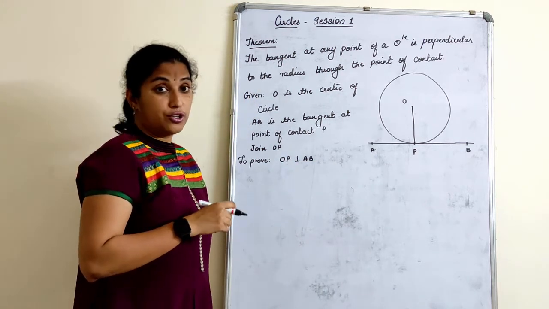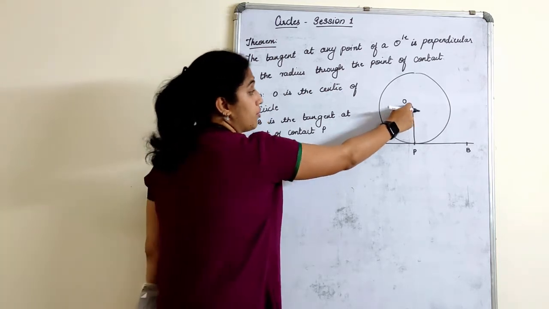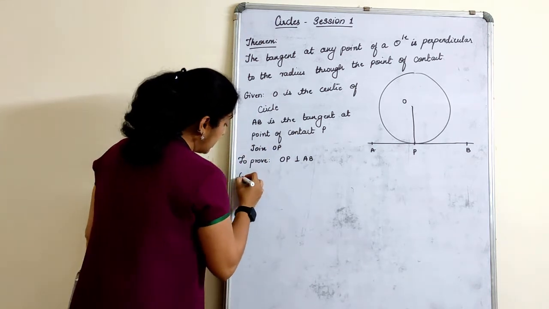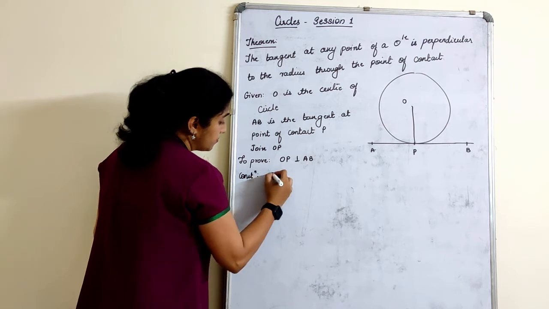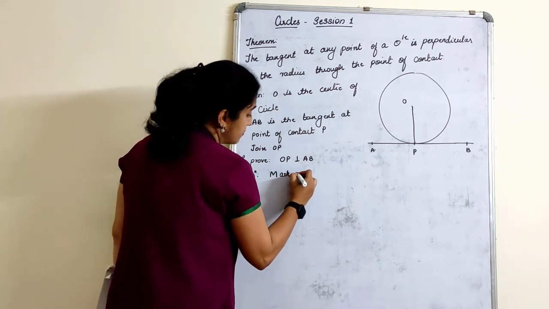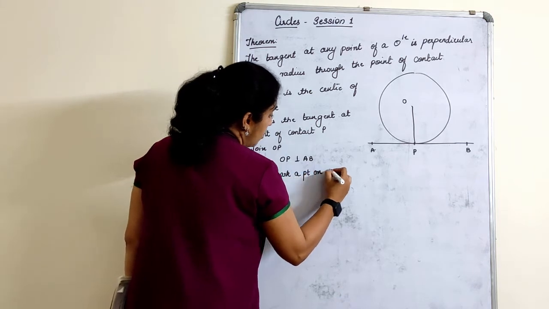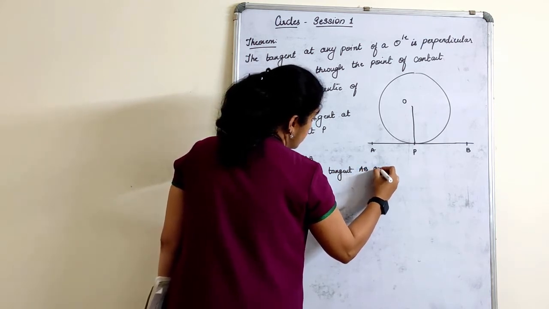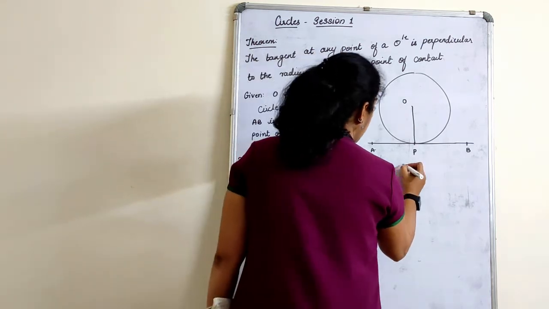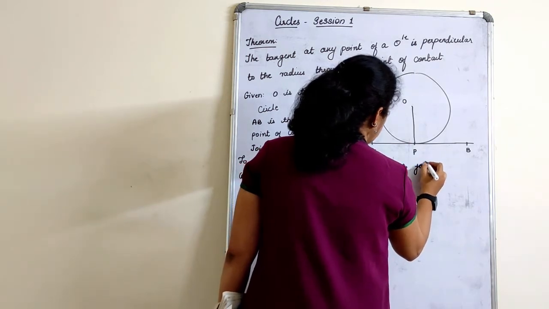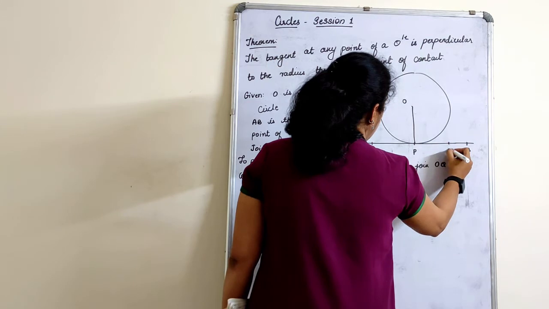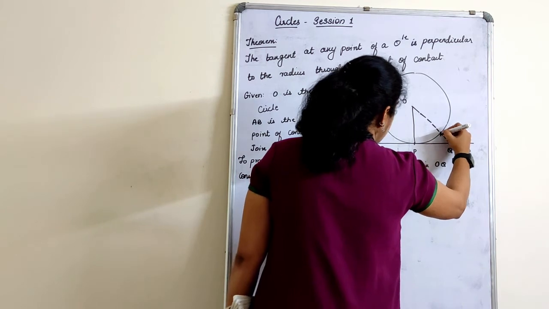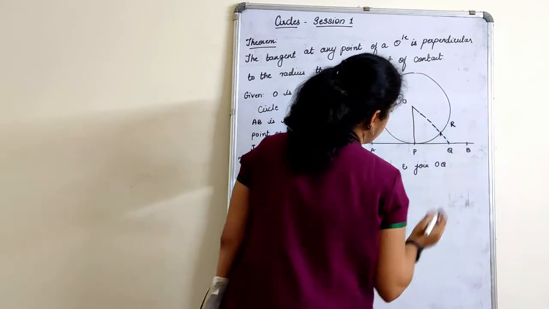The tangent at the point of contact to a circle is perpendicular to the radius of the circle. That is what we have to prove. For that we require a construction. Mark a point on tangent AB as Q and join OQ. I'll mark this point as Q and I will join this as OQ. It is cutting the circle at point R.